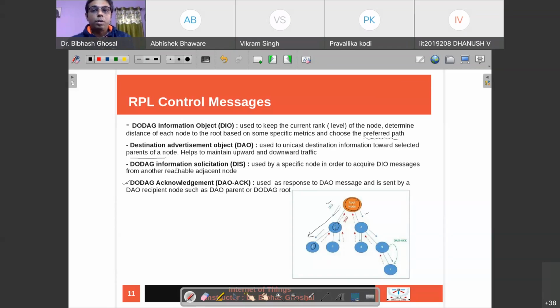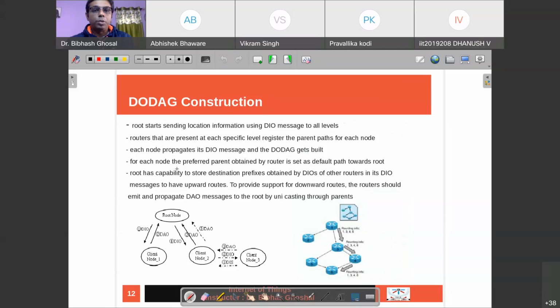So there are 4 messages that we are going to use. Let's look at the process. Now this is how you will be building the DODAG. The root will first start sending the local information. It will take a DIO message and will be sending it to all the levels. Look at this. This is the first, the switch is initiated. Now, as the root sends this to the client nodes, whether it's 1 and 2, for both it sends. It's like this routing information is being sent.